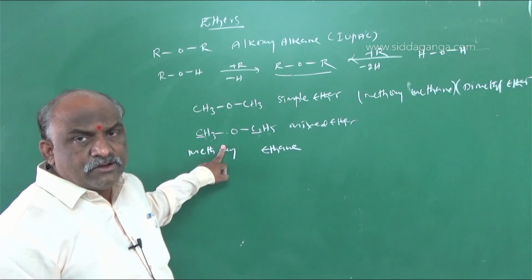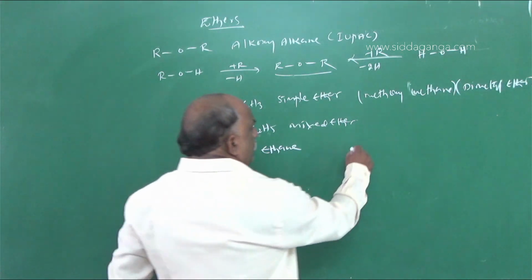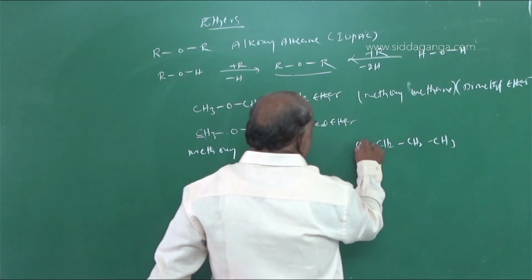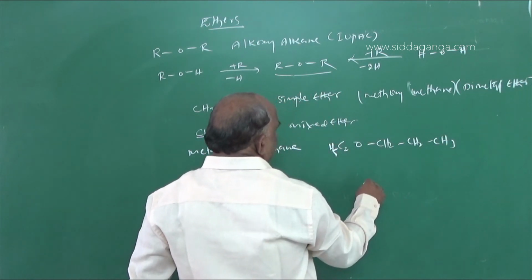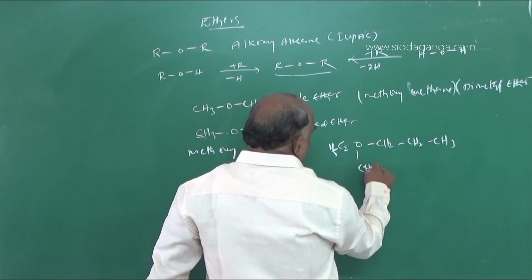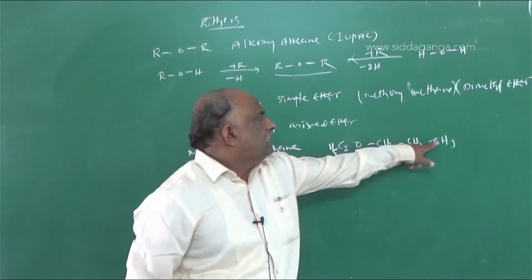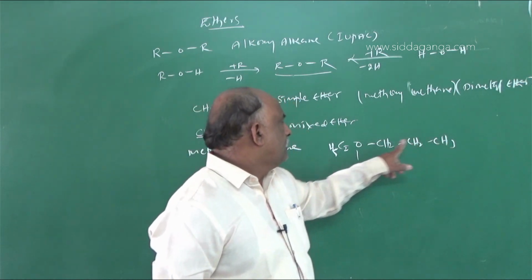Don't get confused. Methoxy, ethane. Suppose the compound is like this: CH2 single bond CH2 single bond CH3, with C2H5 like this. Suppose CH3 is there. Then numbering: 1, 2, 3 was there.